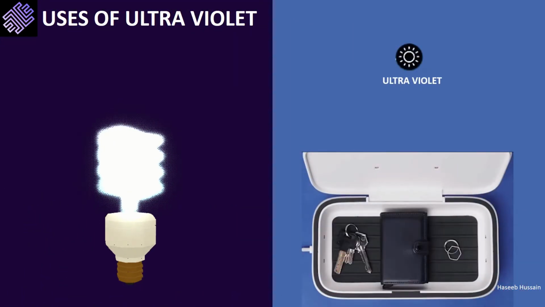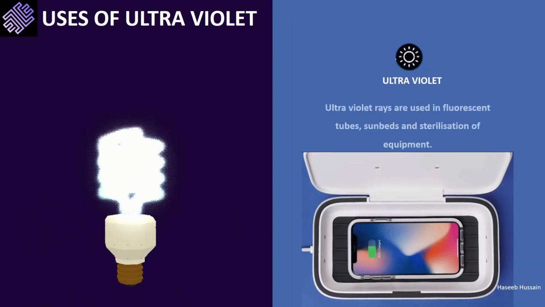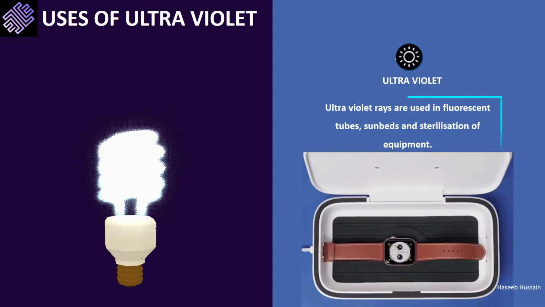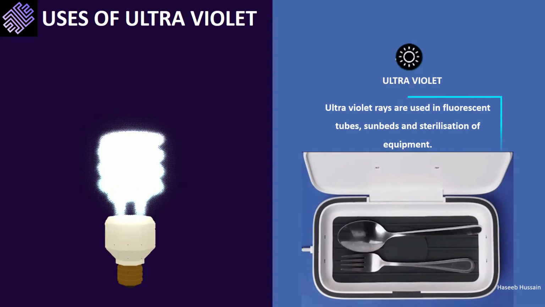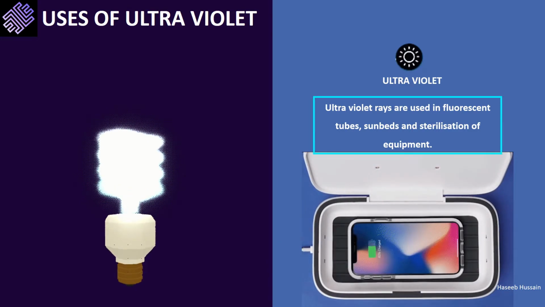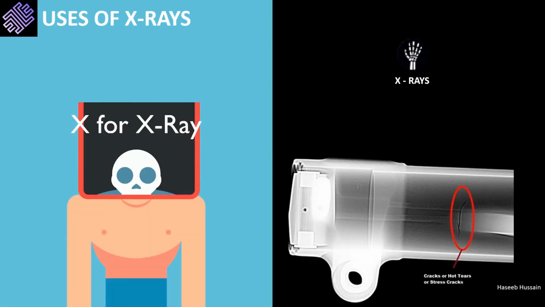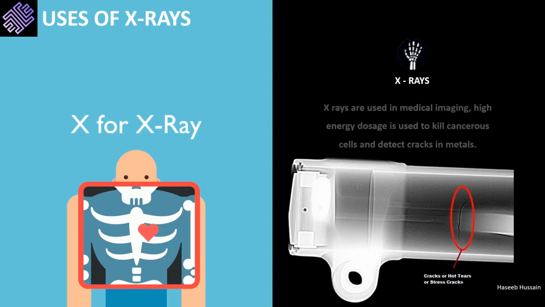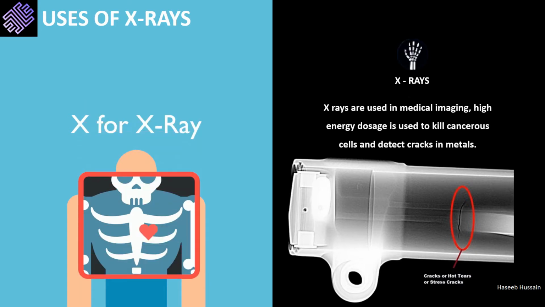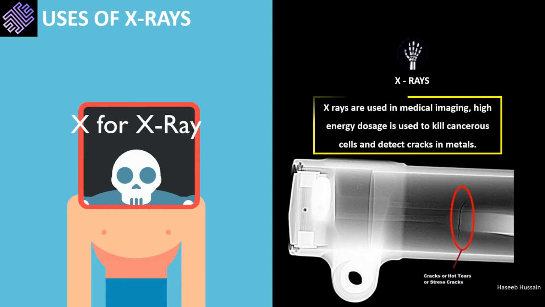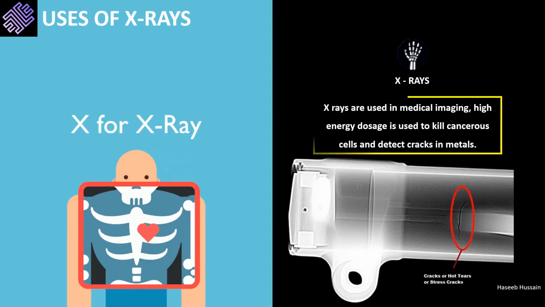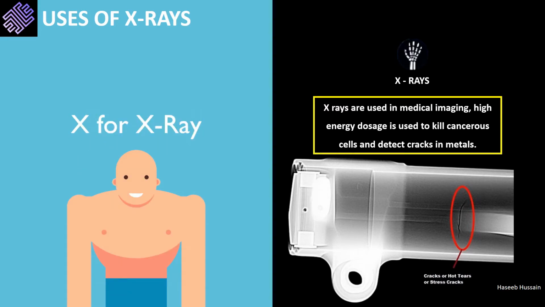Ultraviolet rays are used in fluorescent tubes and sunbeds for tanning of skin. Ultraviolet chambers are also used for sterilization of equipment. X rays are used in medical imaging of internal organs because they are able to pass through tissues but are blocked by bones, creating black and white patterns on the photographic plate.